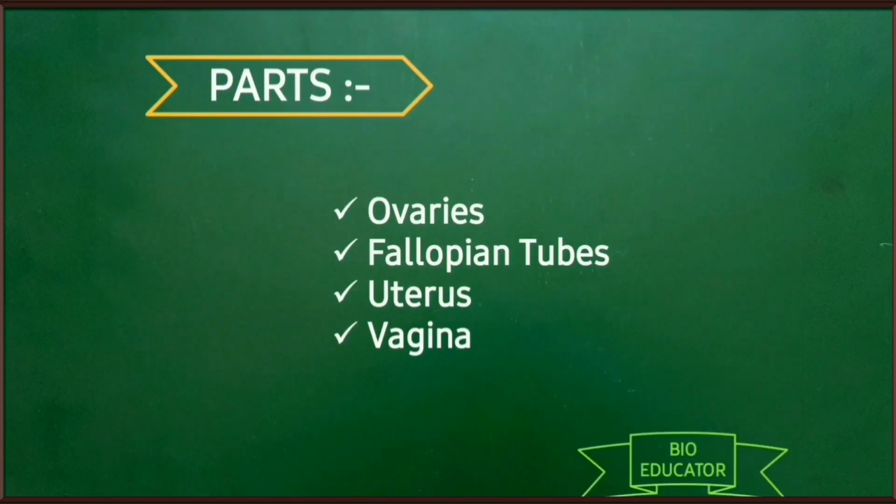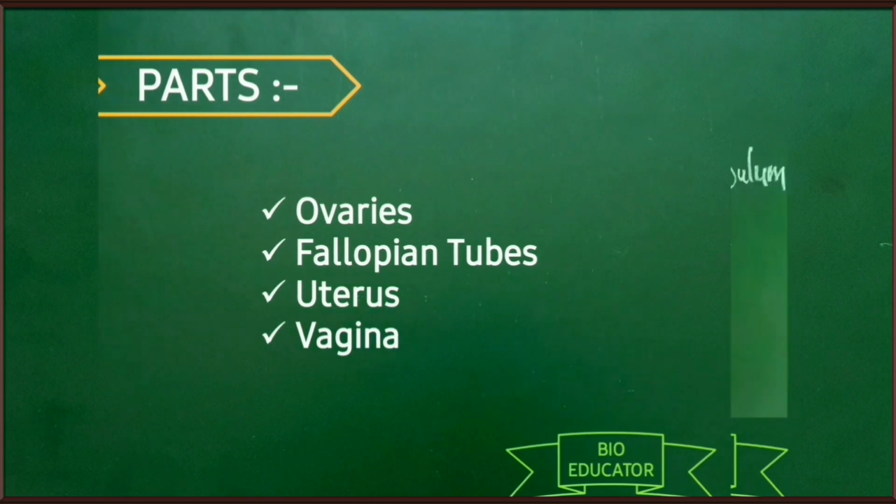First of all, the parts of the female reproductive system are: first, ovaries. These are present in pairs. Next, fallopian tube. It is a tube which carries egg to the uterus. Third is uterus. It is a hollow muscular part where fetus development takes place. And the last is vagina. It is a muscular tube.